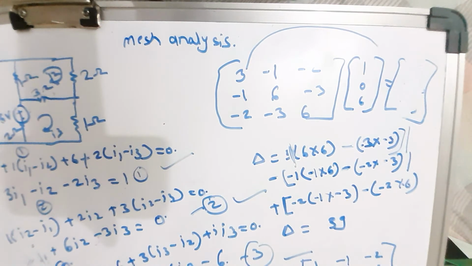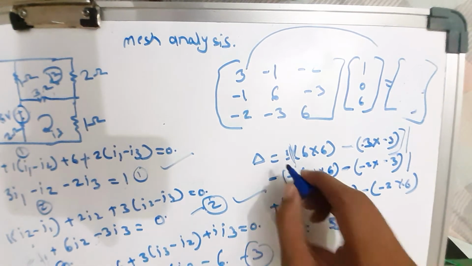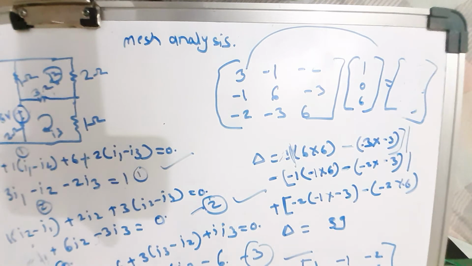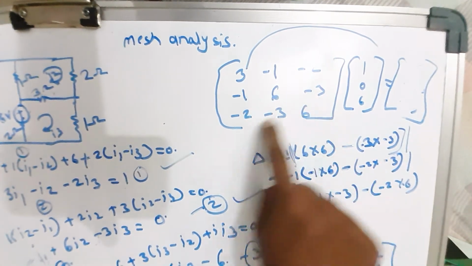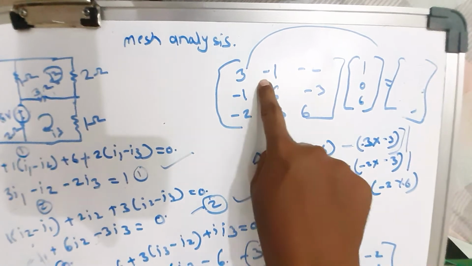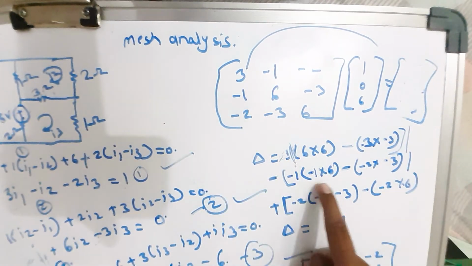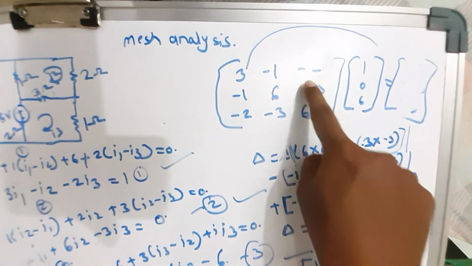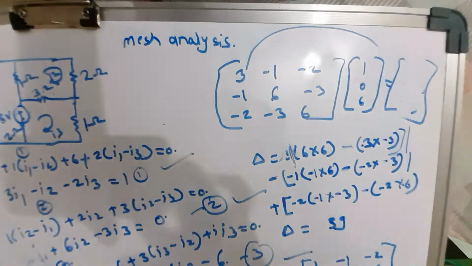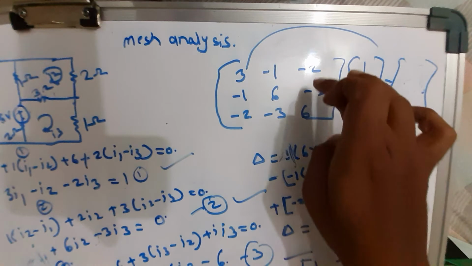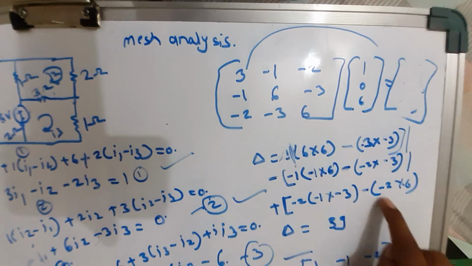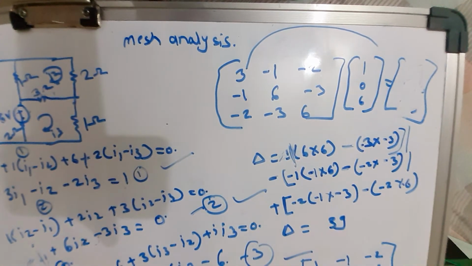So here I will write down the equations, and the student will go for this. If you observe here, it is 3 into (6 into 6 minus minus 3 into minus 3), similarly minus 1 into (minus 1 into 6 minus minus 2 into minus 3), plus 2 into bracket, minus 2 into minus 1 into 6 minus 2 into 3. So just calculate, you will get the value of delta.